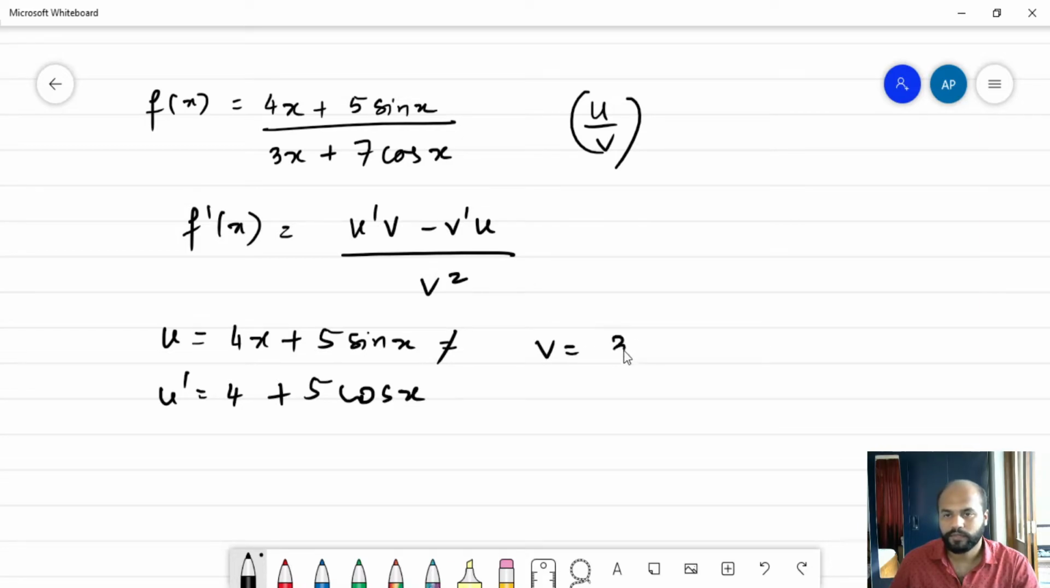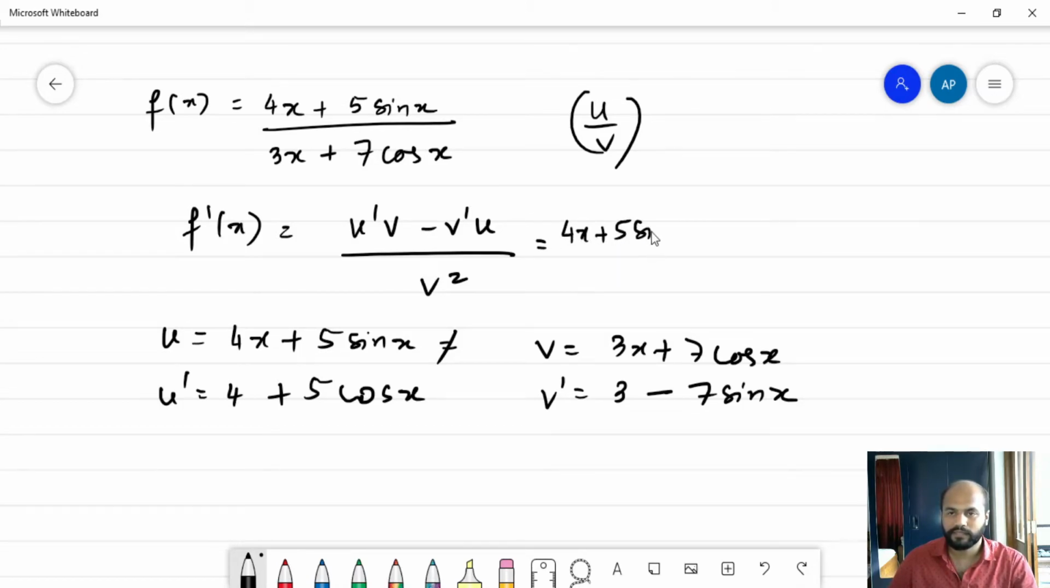V is going to be 3x plus 7 cos x. So v dash is going to be 3 minus 7 sin x. So we have got u and v and their derivatives. Now we can clearly apply the formula. U dash is 4x plus 5 sin x into v, which is 3x plus 7 cos x.